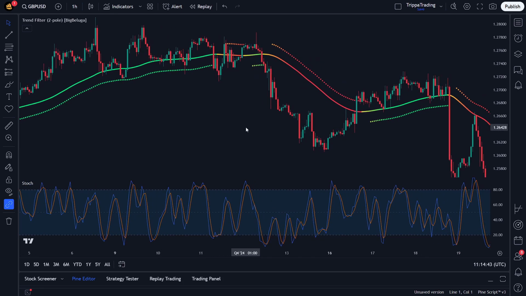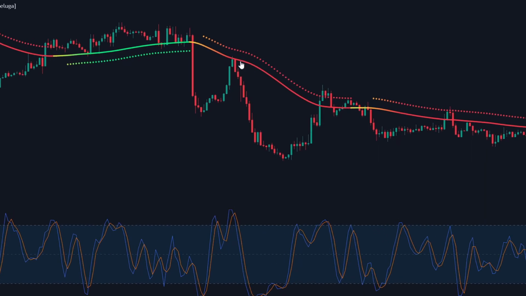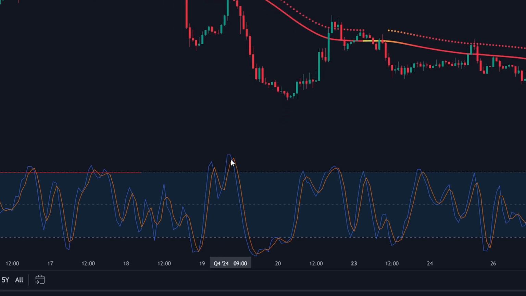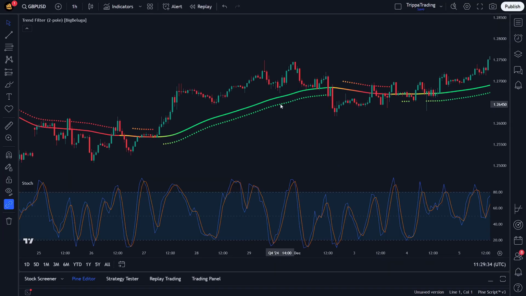Here's how the strategy works. When the trend filter line is red, indicating a downtrend, we'll wait for both lines of the stochastic oscillator to rise above 80 level, which is this one. This signals overbought conditions. Then, we look for the blue line to cross below the orange line and move below the 80 level. This confirms a sell signal.